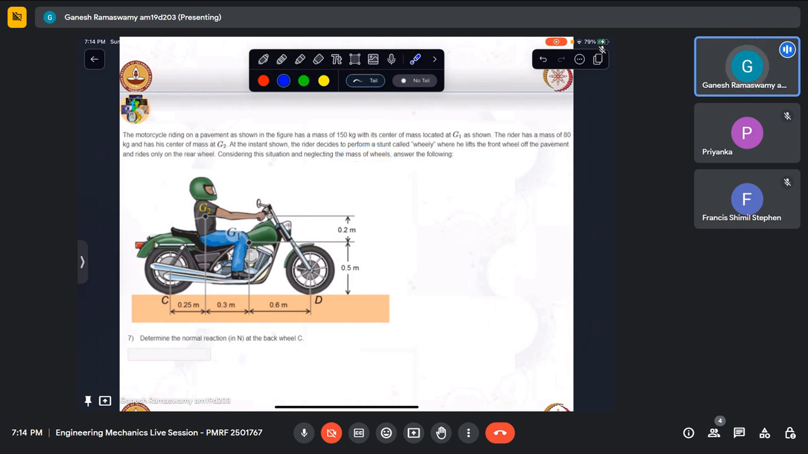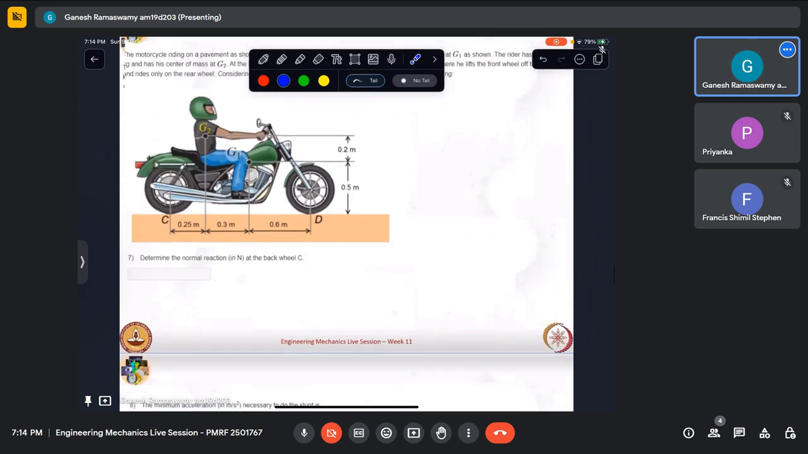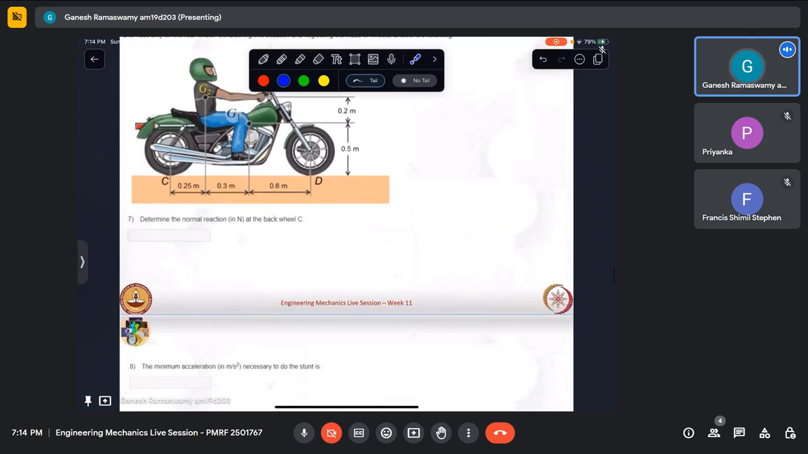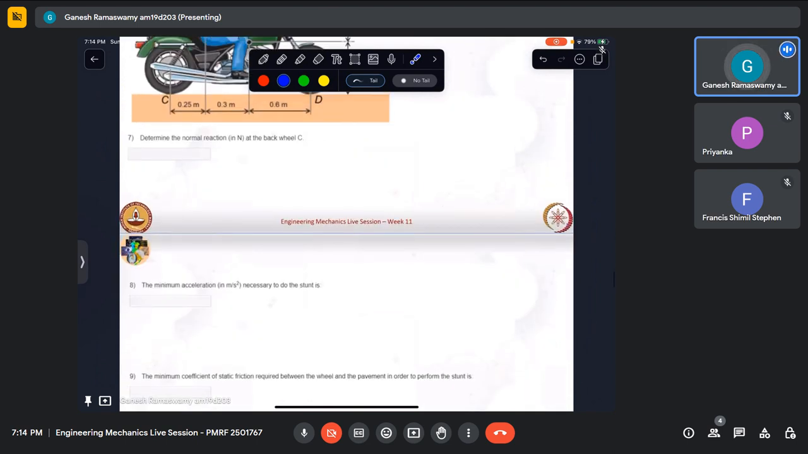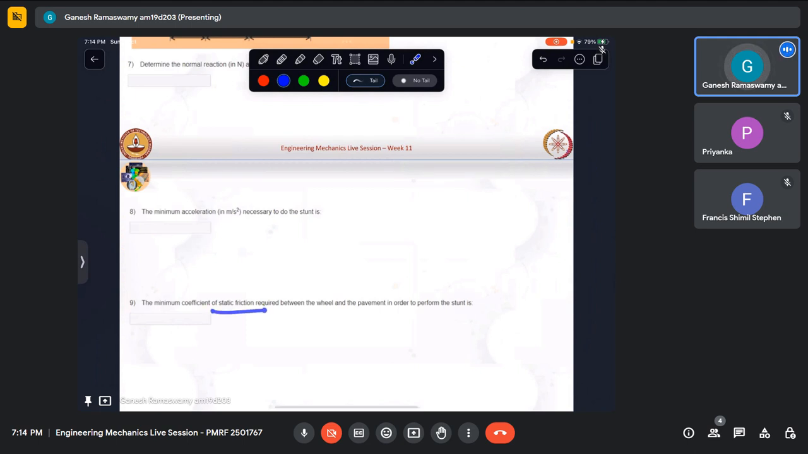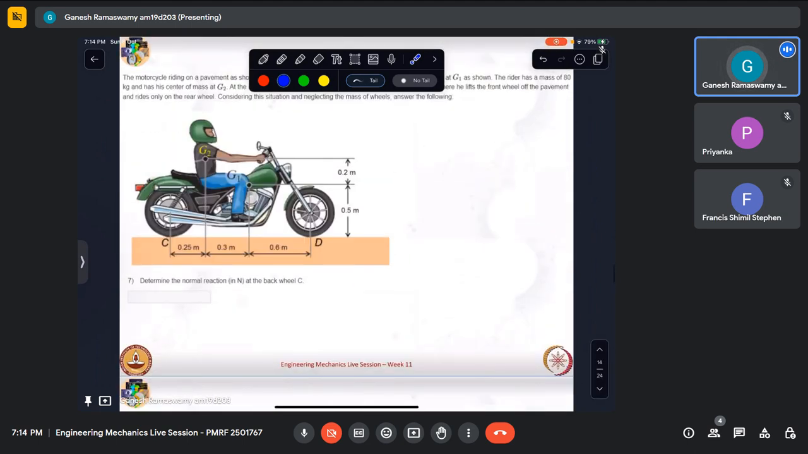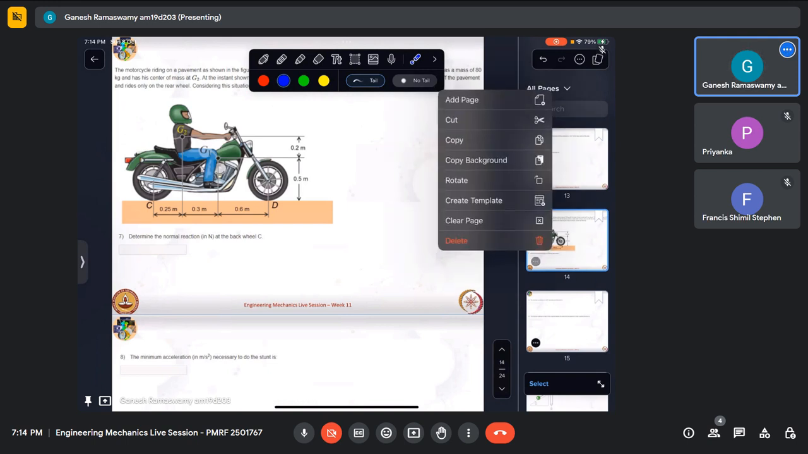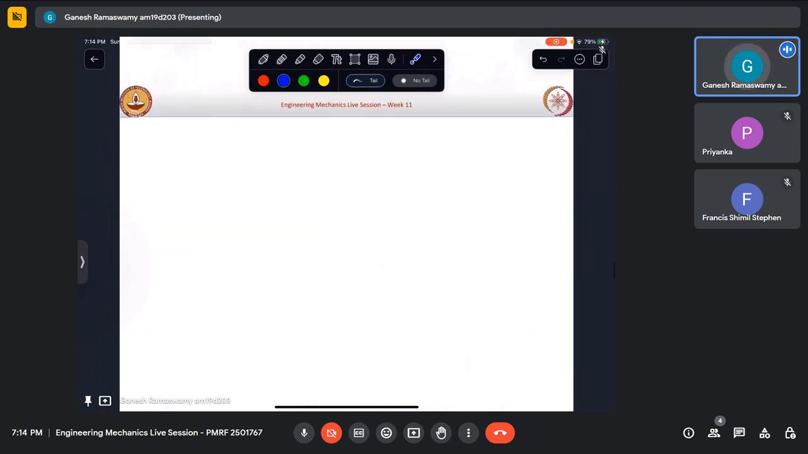So answer the following: the normal reaction at the back wheel, the maximum acceleration necessary to do this stunt, and the minimum coefficient of static friction required between the wheel and the pavement in order to perform this stunt is what is asked. Okay, so let us go about drawing the free body diagram again.